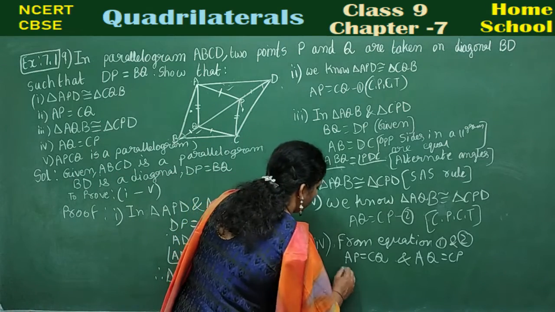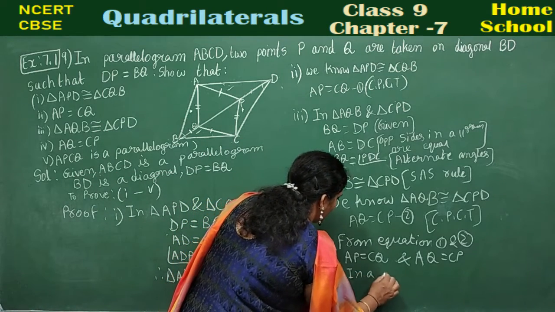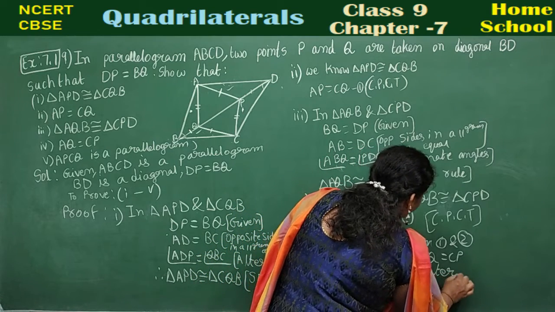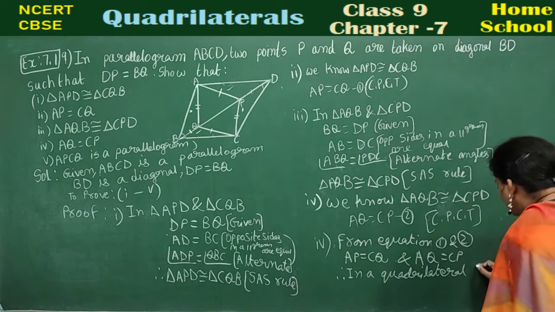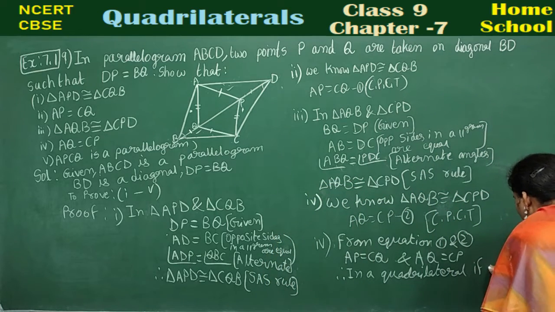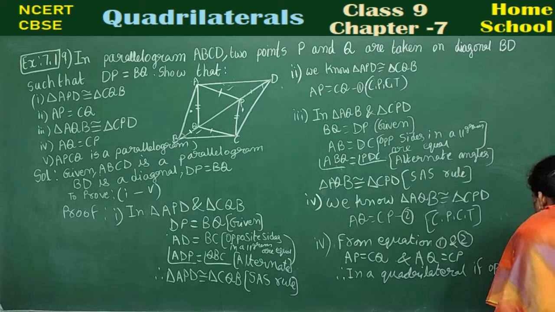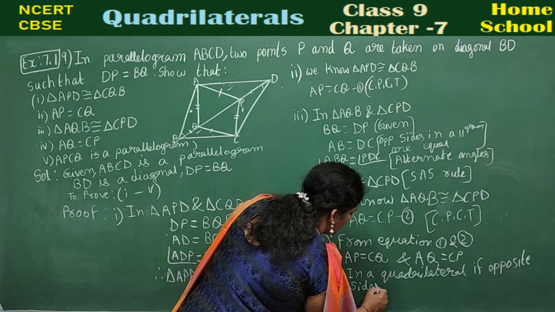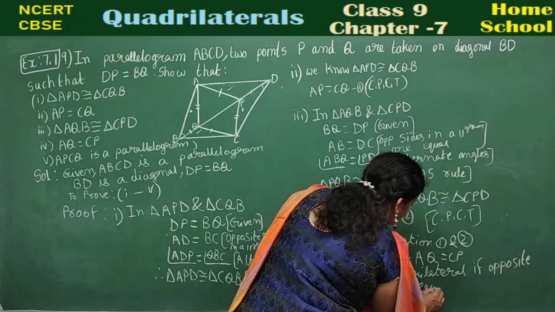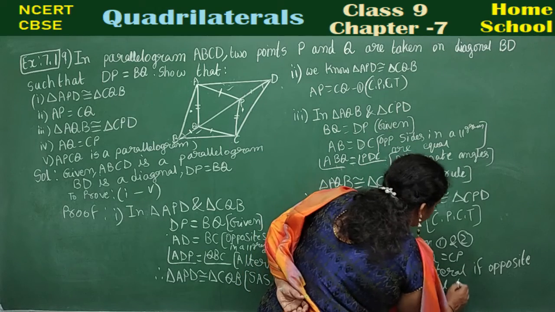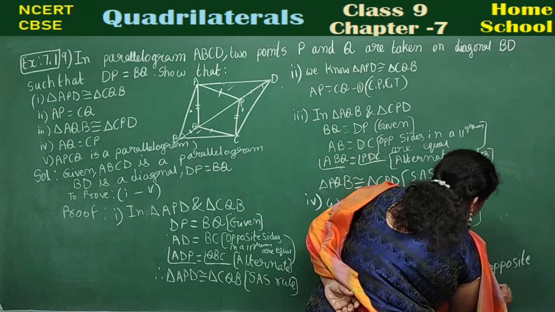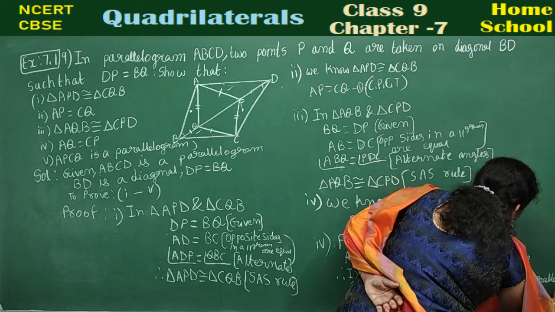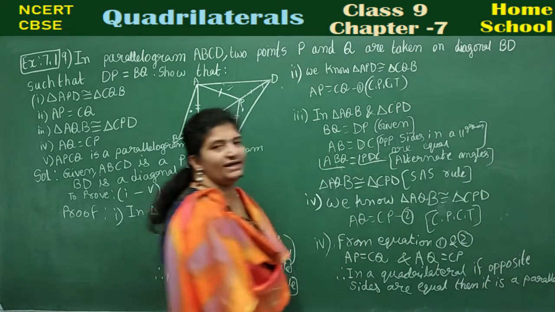Therefore, in a quadrilateral, if opposite sides are equal, then it is a parallelogram. Then it becomes a parallelogram. Hence, it is proved.